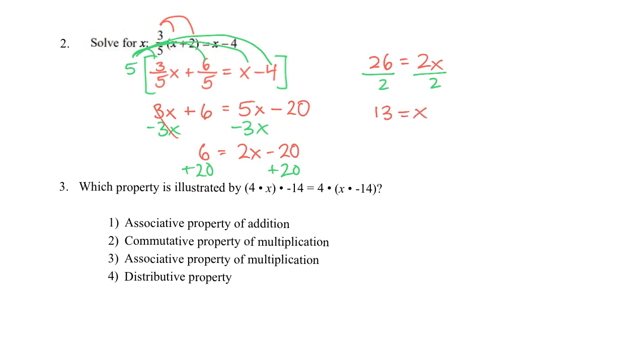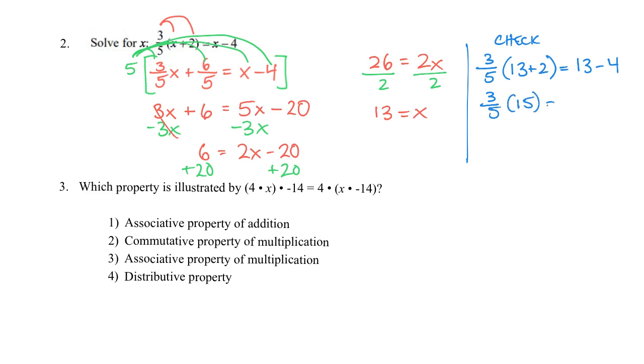Now, don't forget that you can do a check with these. Remember that we're solving, so we're looking for the value of the variable that makes the equation true. So I should be able to substitute in 13 where I see an x, and I should get a true statement. Okay, so this is going to be 3/5 times 15 equals 9. And it turns out that 3/5 of 15 is 9. So that's a check. All right, last question.